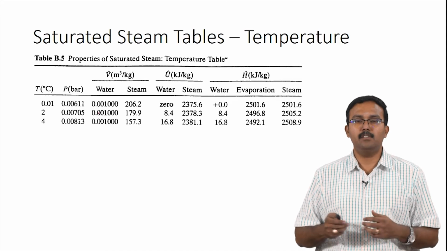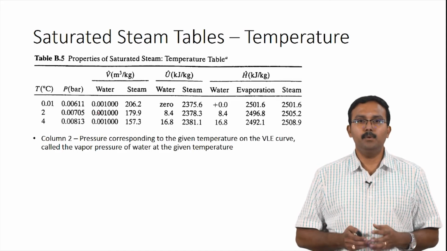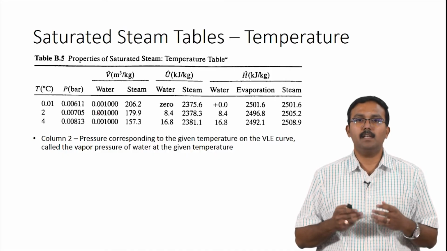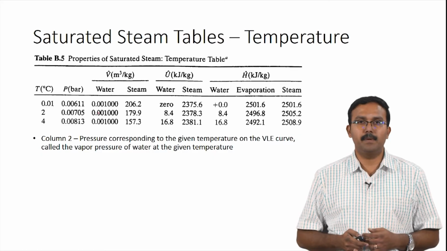Now, let us look at each of the columns. Column 2 is the pressure which corresponds to the given temperature on the VLE curve. It is also called the vapor pressure of water at the given temperature.